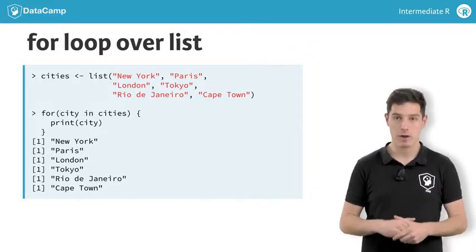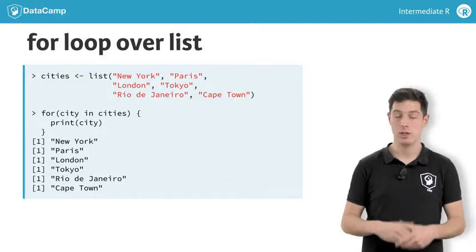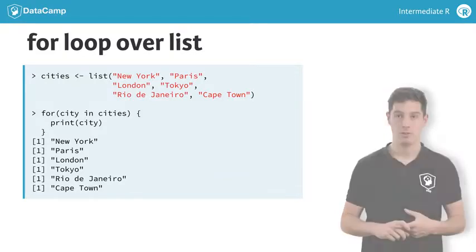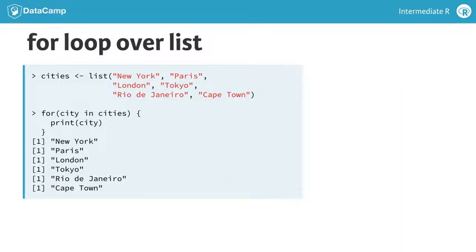I would encourage you to try the for loop with different data structures as well, such as matrices and data frames. I won't go into detail on these in this video. Instead, I want to talk about 2 control statements for loops. The first one is break, and the second one is next.